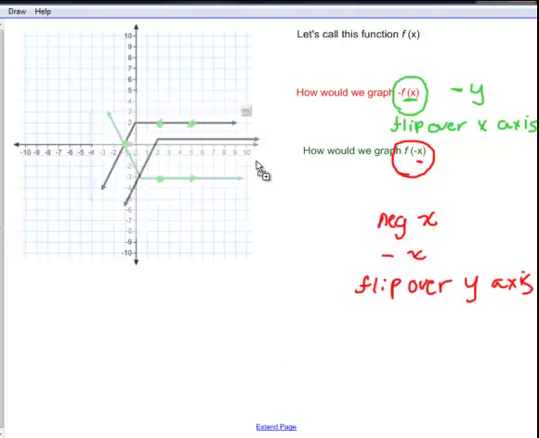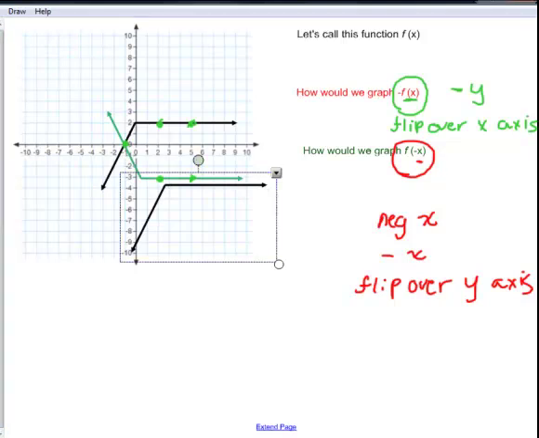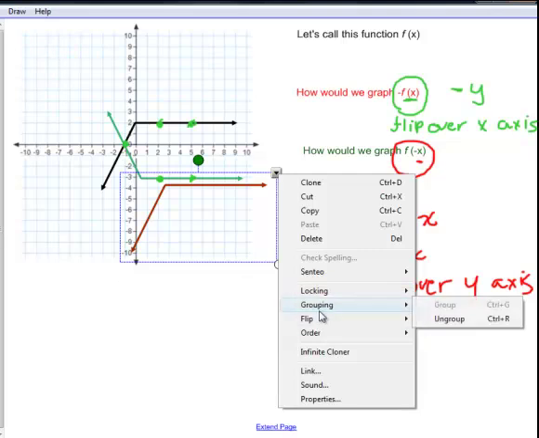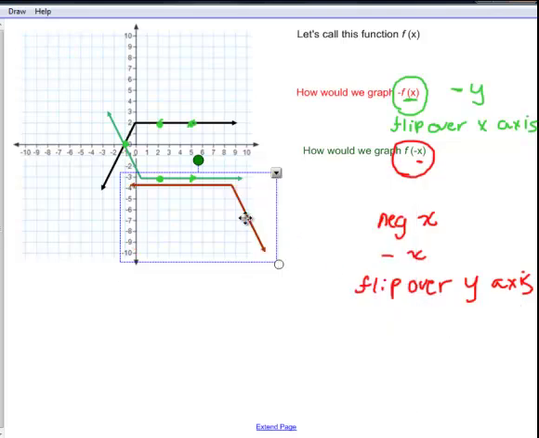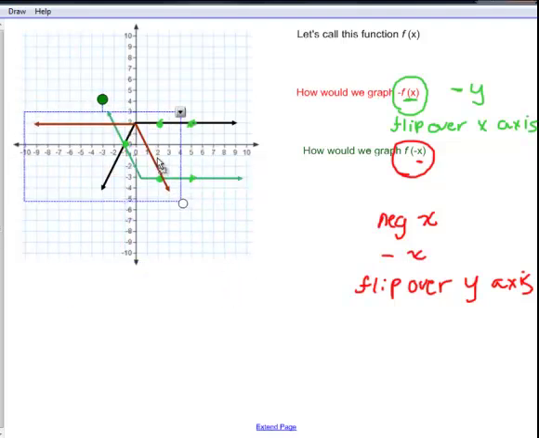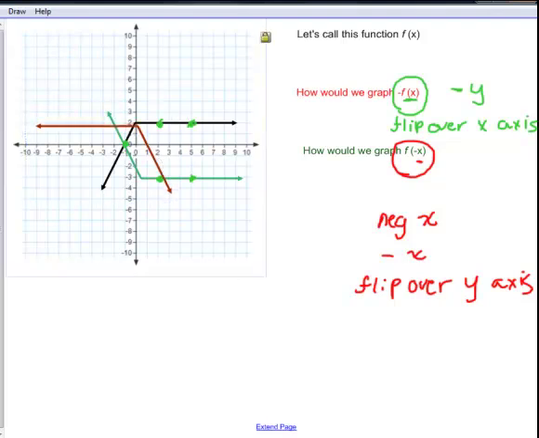So let's take this graph over here. Let's clone it again. Let's change its color to red. And now I'm going to flip it left and right. And it's going over the y-axis. So it's going to look like that. That's because if I took this point right here, this is the point 2, 2, I want to negate the x, so that becomes negative 2, 2, so my new point is negative 2, 2. And that's how I do translations.